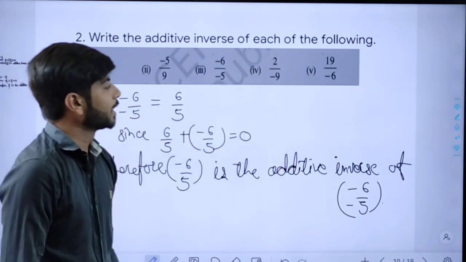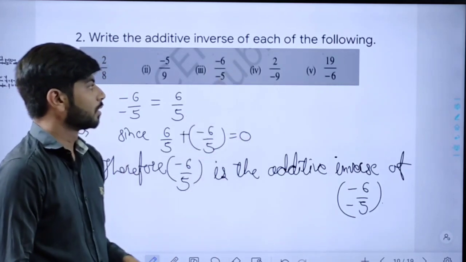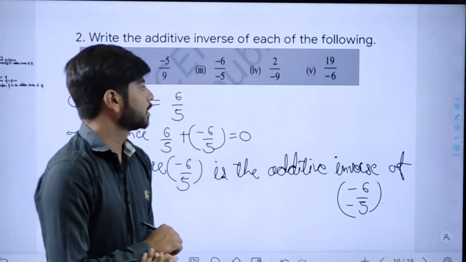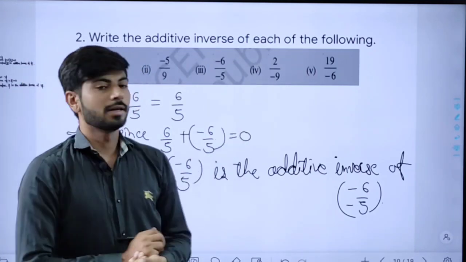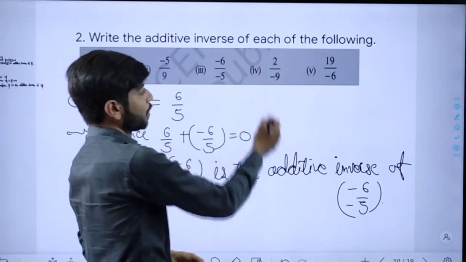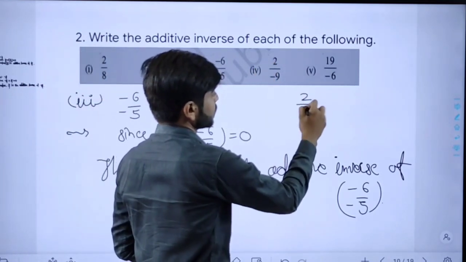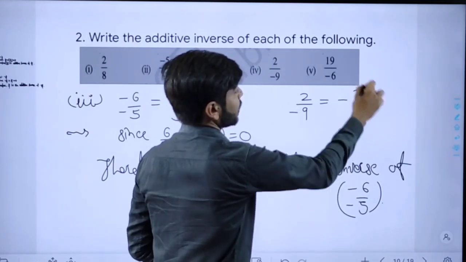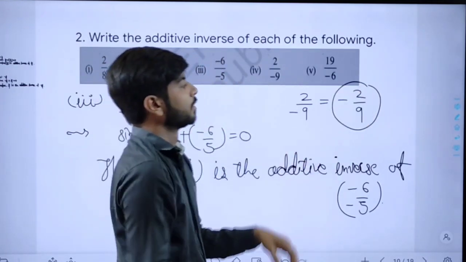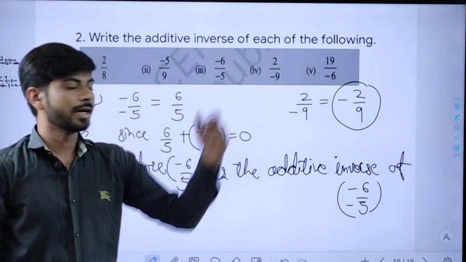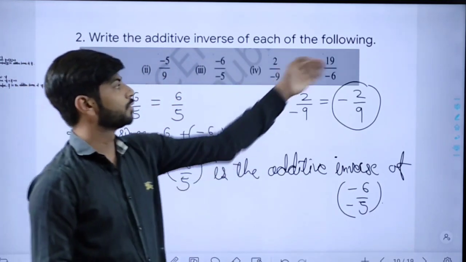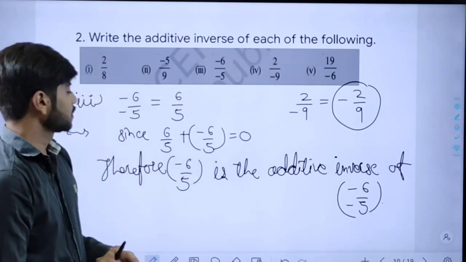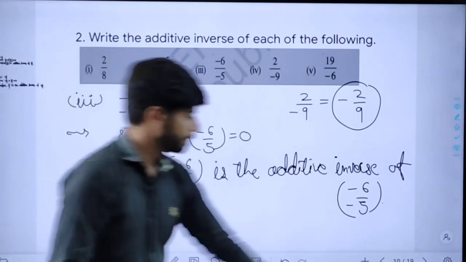In this, the negative sign is given in the denominator. We know that if the denominator is negative or if the numerator is negative, the whole number will be negative. You can say 2 upon minus 9 will be equal to minus 2 upon 9. Okay, then you have to add 2 upon 9, so you will get 2 upon 9 as an additive inverse. Similarly you have to do in last sum also. Okay, so this was the second question. Let's do now the third.